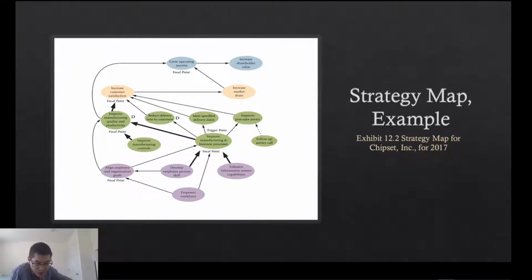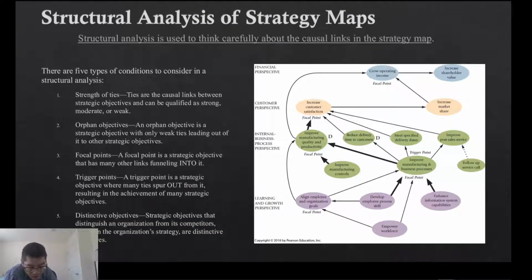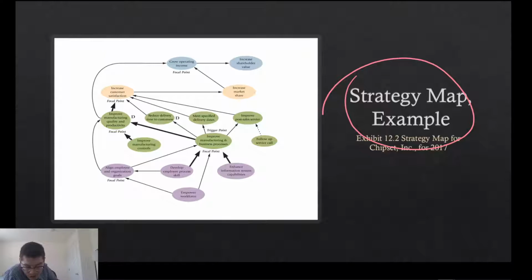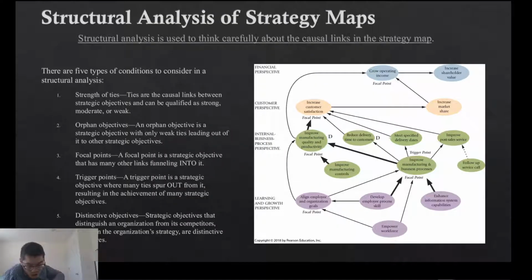So the first thing is the strategy map. Okay, strategy map. Here we have this strategy map, and it's sort of color coded, and we have these different causal links and different elements in there. Okay, so let's go through these different elements one at a time.